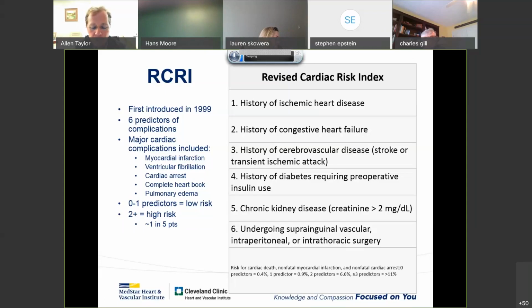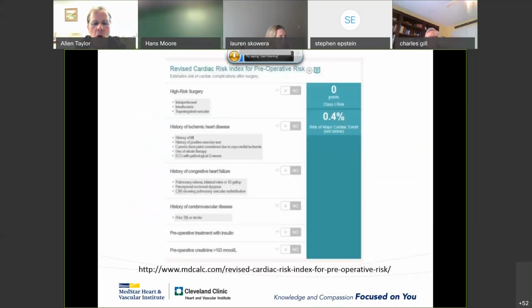So the RCRI is simple to apply. These are easy to identify factors. They're done with a fair amount of consistency from provider to provider. And it does predict meaningful, although not all meaningful, cardiovascular outcomes. Here's an example of a screenshot. You can do these calculators online. Here, a patient with none of these factors would be considered low risk and have a 0.4% risk of a major cardiac event.